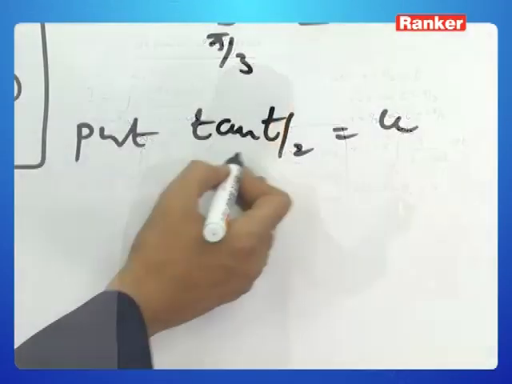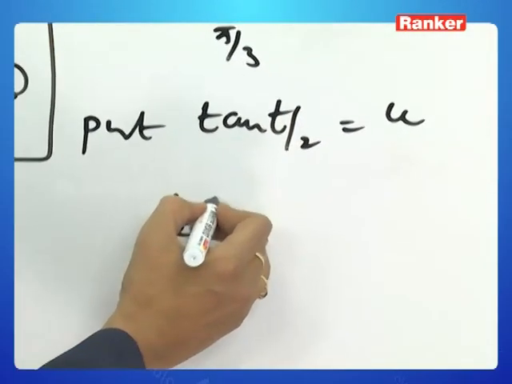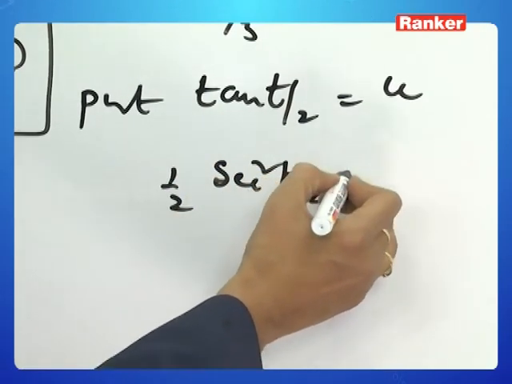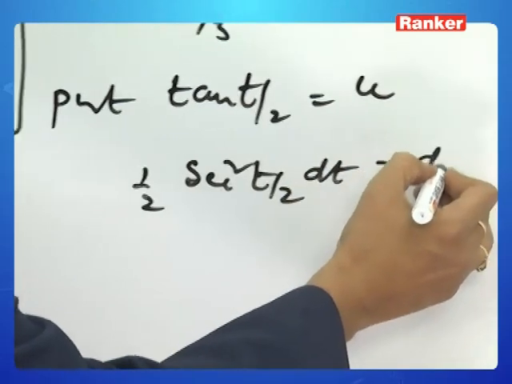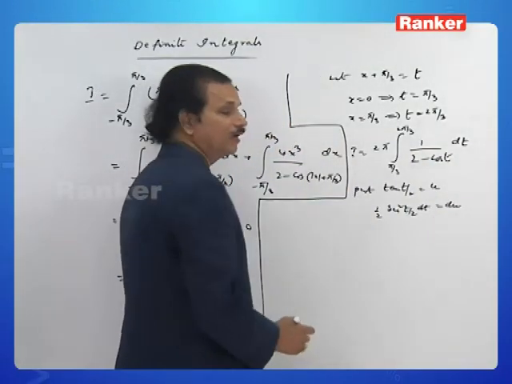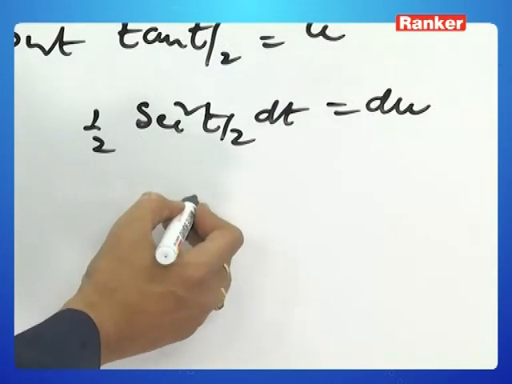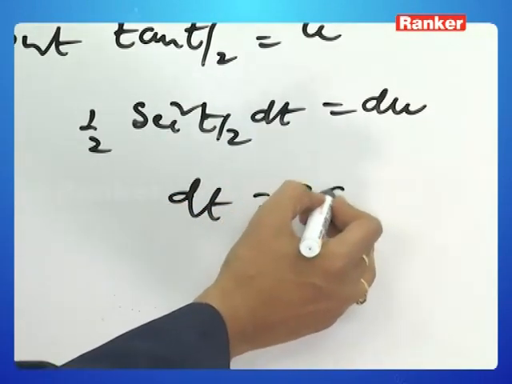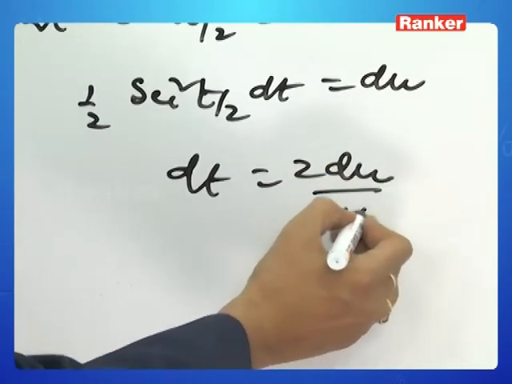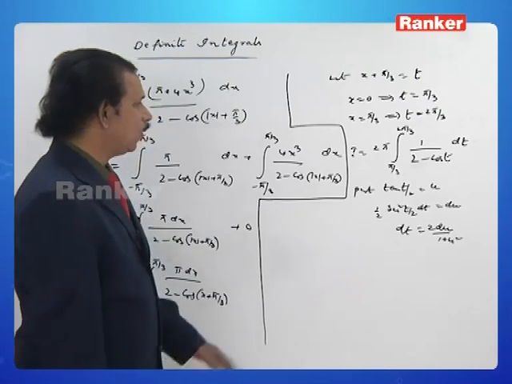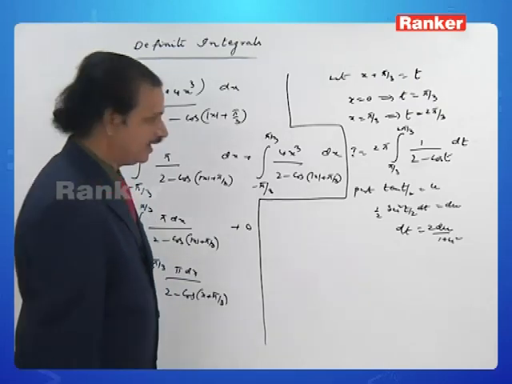What is the derivative of tan t by 2? 1 by 2 into secant square t by 2 dt is equal to du. This is nothing but 1 plus u square, isn't it? Therefore, dt is equal to 2 du by 1 plus u square. That is okay. What happens to the limits then?